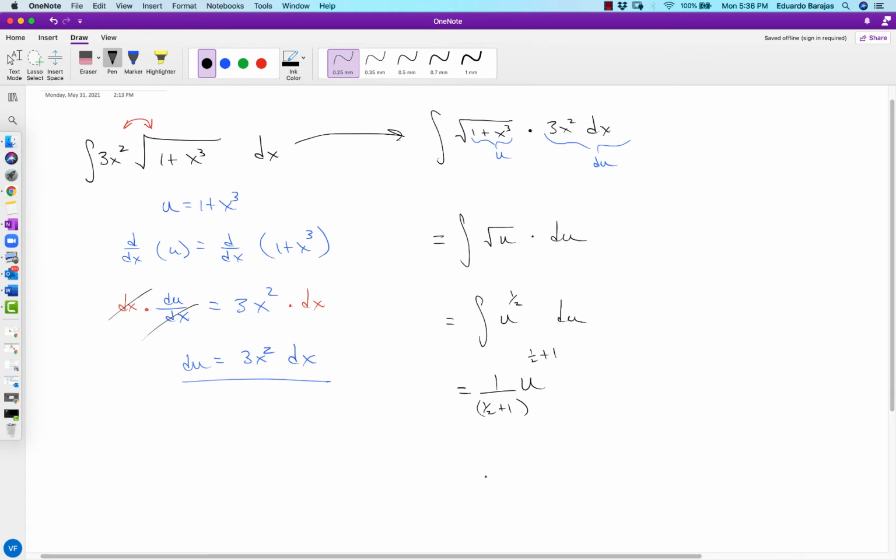That can then be simplified as 1 over u to the, this is going to be 2 over 2 makes it 3 over 2. Means that this is going to be 3 over 2. Multiplying the numerator and the denominator by the reciprocals gives me that this is equal to 2/3 u to the 3 over 2. And so I did find the antiderivative of this function.